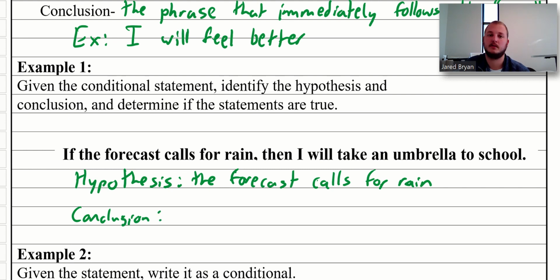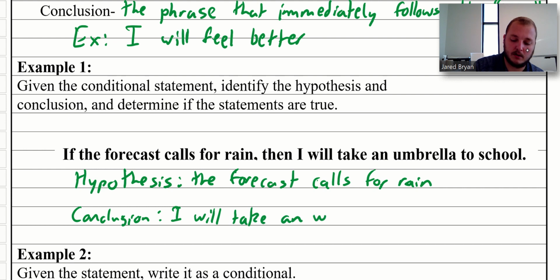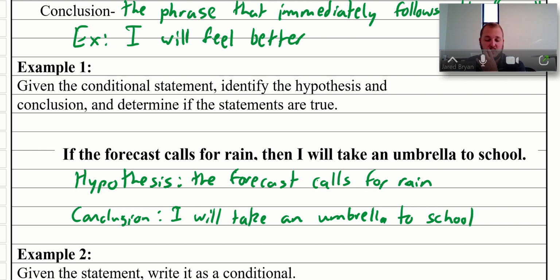And then the conclusion, last piece here. Okay, we know that's just the part after then. I will take an umbrella to school. Okay, that's our conclusion. Again, I'm not including then. I'll say I will take an umbrella to school. Okay, basic piece. Hopefully we're able to figure these out very simply. Here's the part right after if, there's my hypothesis, here's the part right after then.